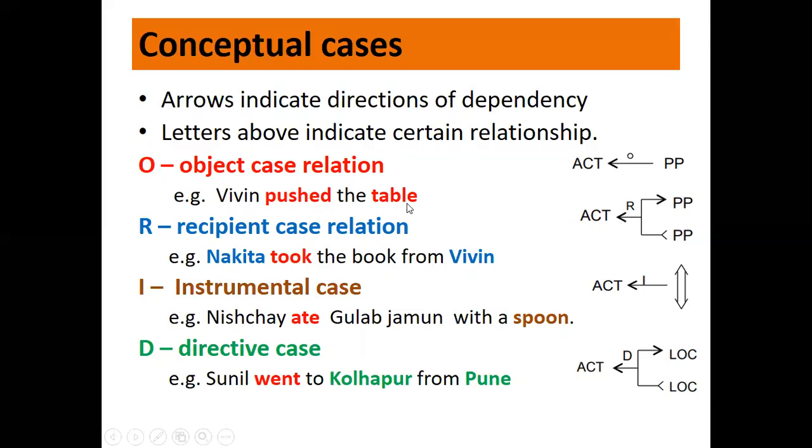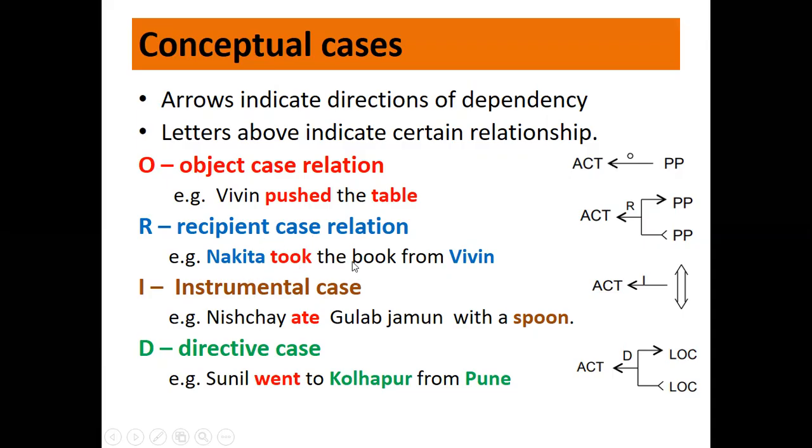Vivin pushed the table, right? Who is Vivin? Vivin is a picture producer. What is the act carried out? The act carried out is pushing. And on what was the act carried out? The act was carried out on the object, the table. So the picture producer carried out the act of pushing on the object. Is it fine?